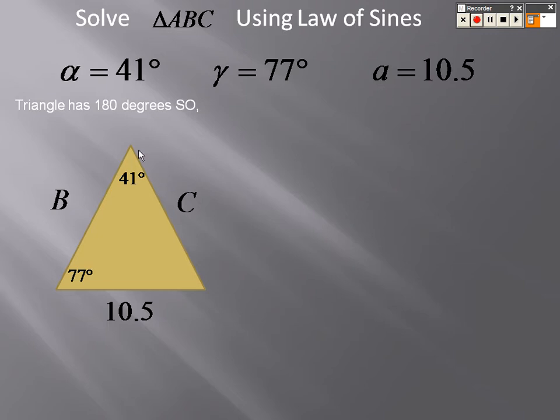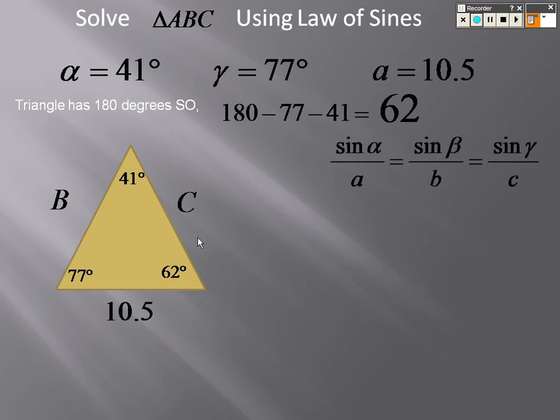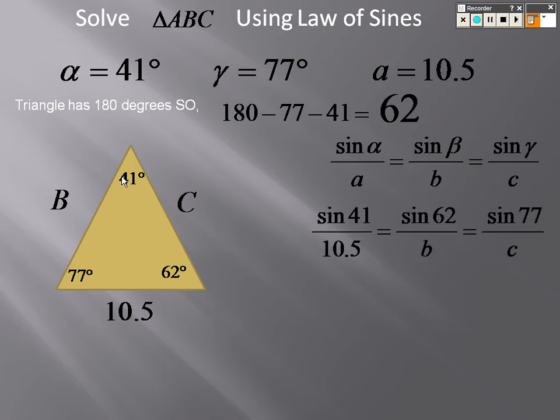So triangle has 180 degrees, so I can figure out this angle by doing 180 minus 41 minus 77. So that's 62 degrees. And then from there, I can now do law of sines to find the missing sides. Because I have sine of alpha over A equals sine of beta over B, which equals sine of gamma over C. So sine of 41 degrees over 10.5 equals sine of 62 degrees over B, which equals sine of 77 degrees over C.